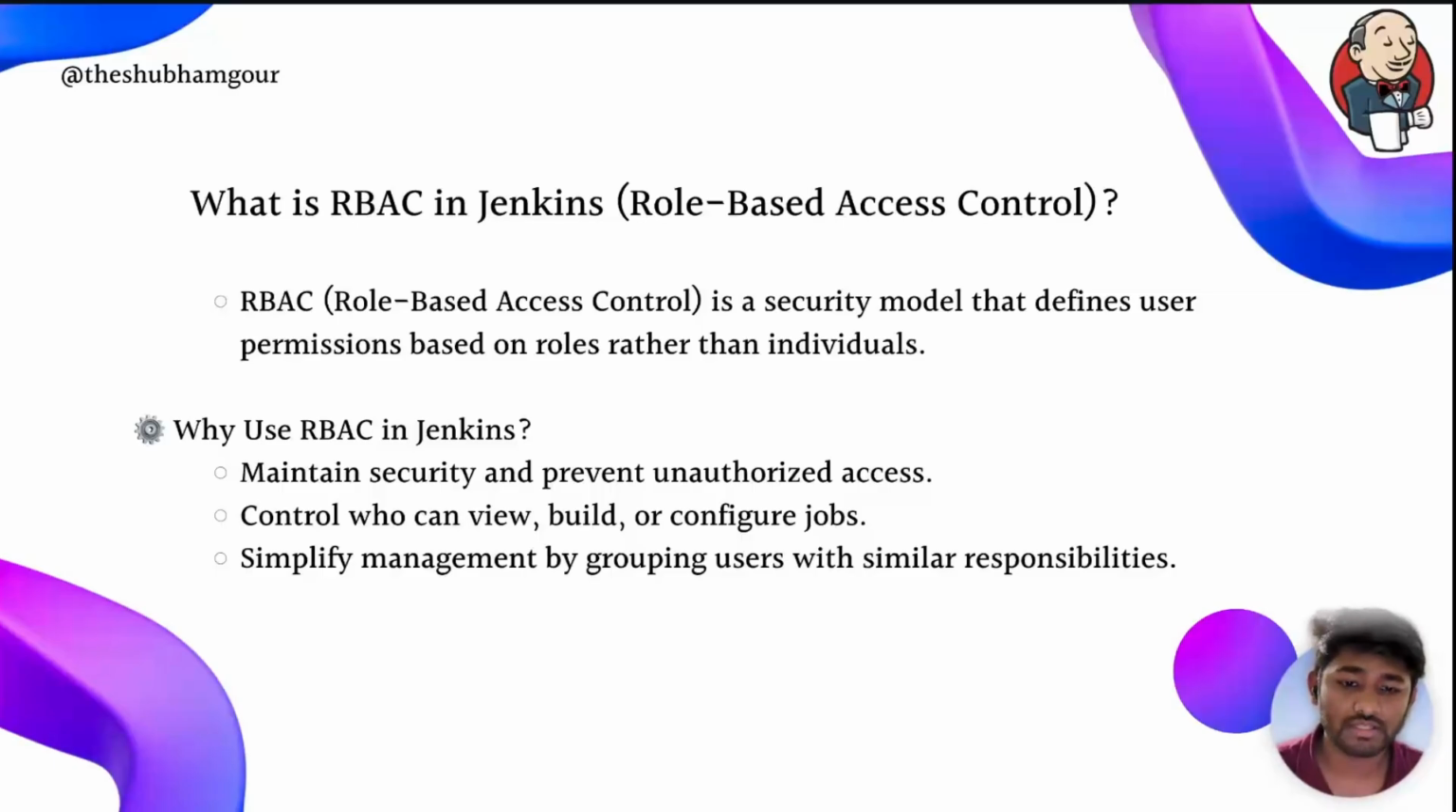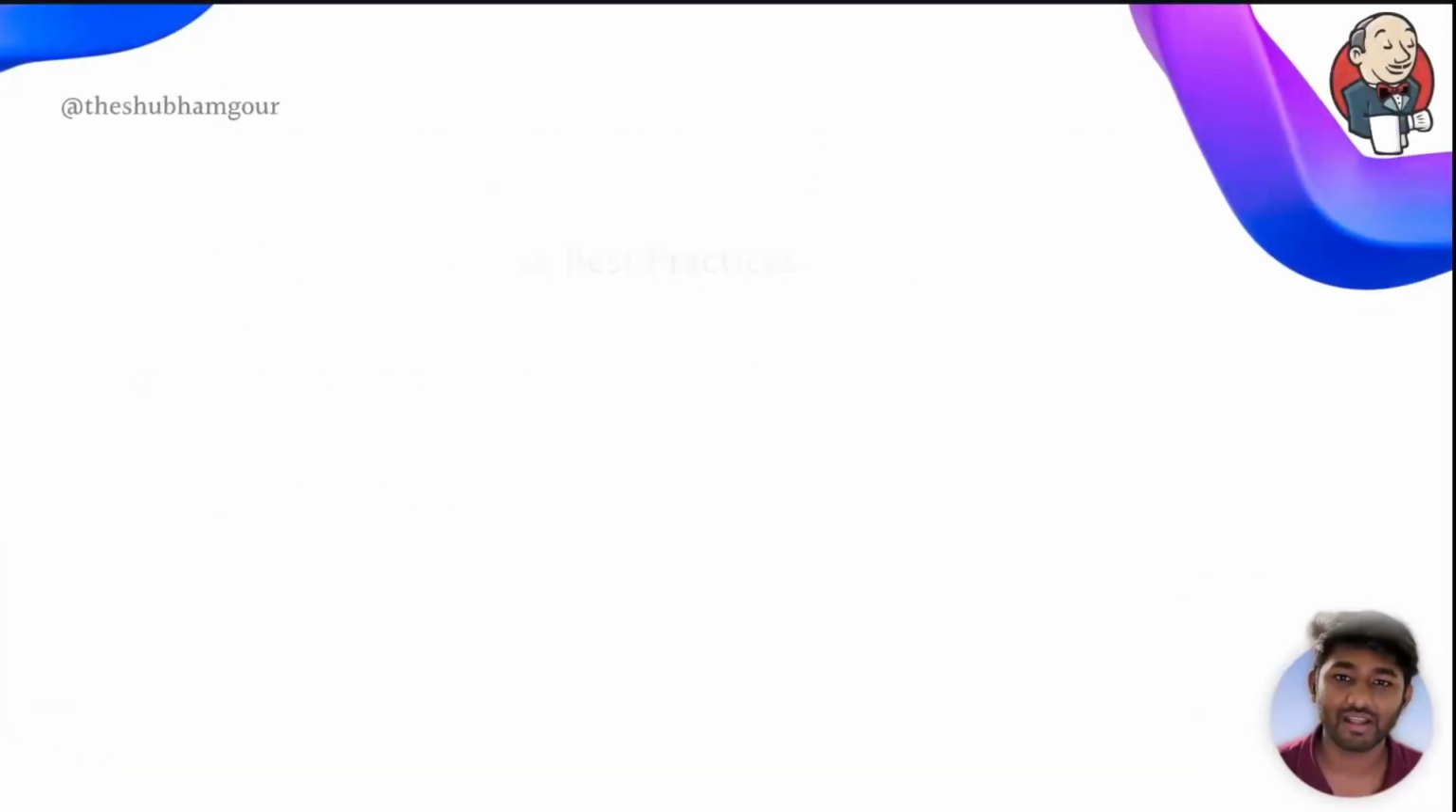So why should we consider RBAC in Jenkins in the very first place? The first thing is we are maintaining security and preventing unauthorized access. Second, we can control who can view, build or configure the jobs. Third, it simplifies management by grouping users with similar responsibilities. If you create one group, you can just assign the permissions. You don't need to worry if person X joins, if Aditya joins, if Shubham joins, if Shivam joins. You just have to add them to the group and they will get the permissions. That is how things work, right?